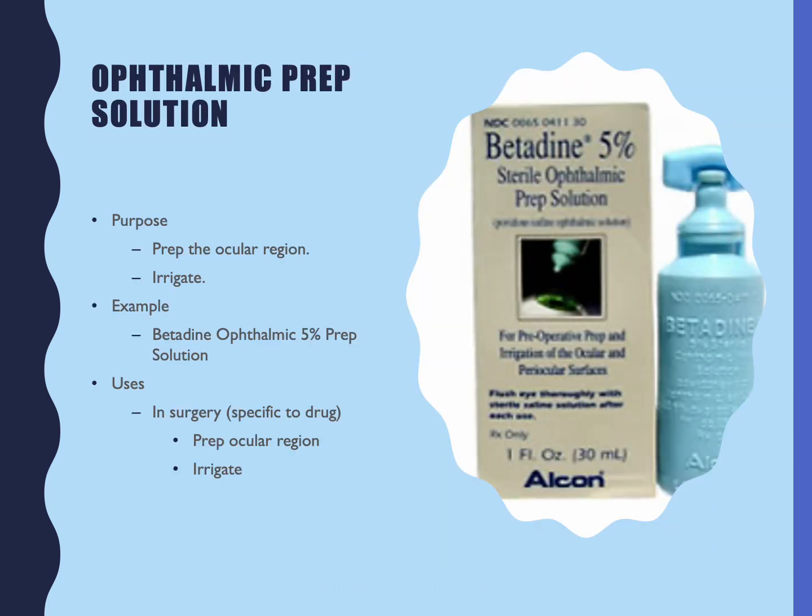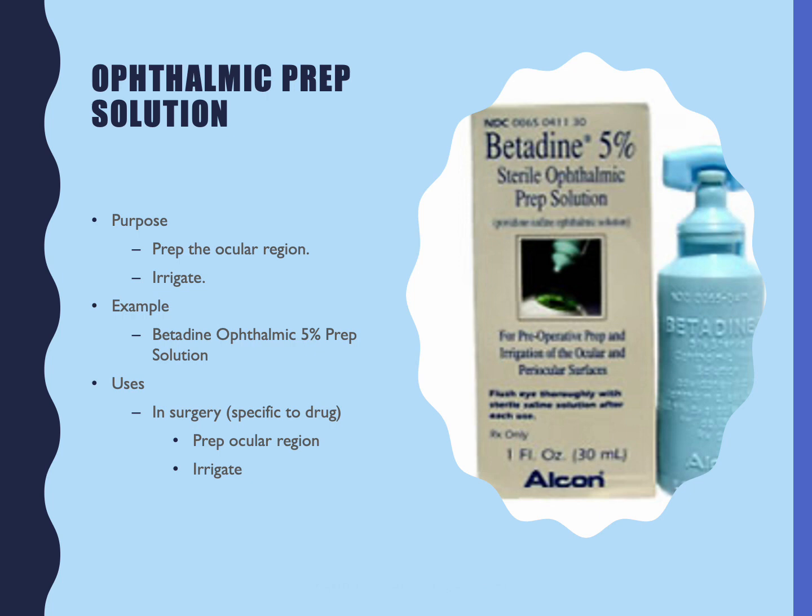The first category of ophthalmic agents that we're going to learn about is ophthalmic prep solutions. And because the tissue of the eye is so delicate, it requires special prep solutions. One example is betadine ophthalmic 5% prep solution. Betadine ophthalmic is a sterile dark brown liquid that contains 5% povidone iodine, and it is stabilized with glycerin. It's a broad spectrum microbicide, and it can also be used to irrigate the eye.